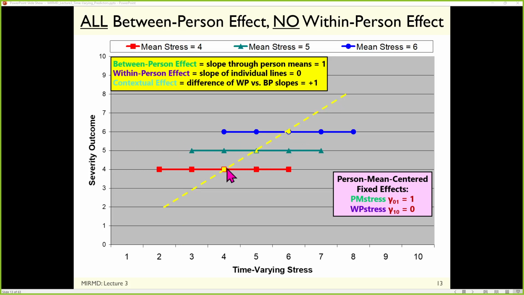Severity is time invariant? Nope, it's time varying. But it just stays the same. The prediction stays the same because the within slope is 0. So yeah, these are hypothetical extreme scenarios. The within slope of each of these lines is 0. So what that means is that how much more stressed you are than usual has no effect on your severity.